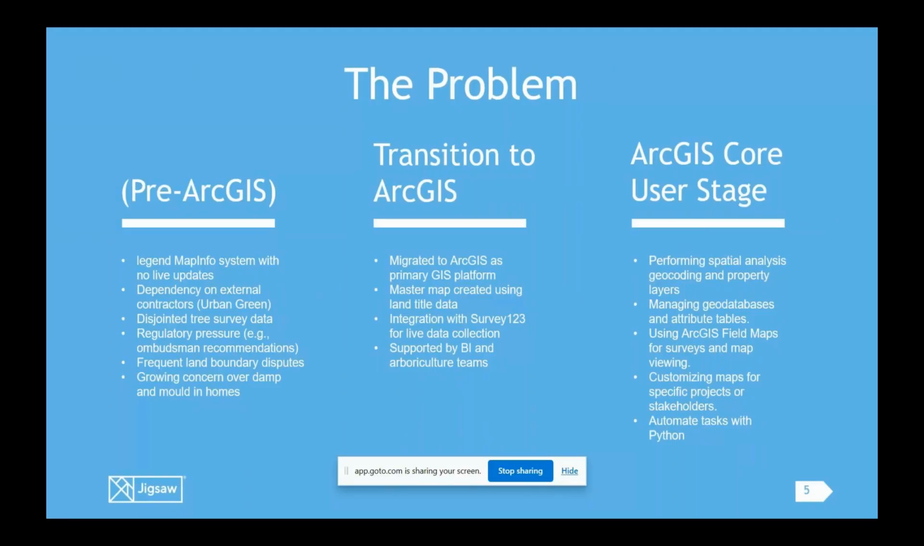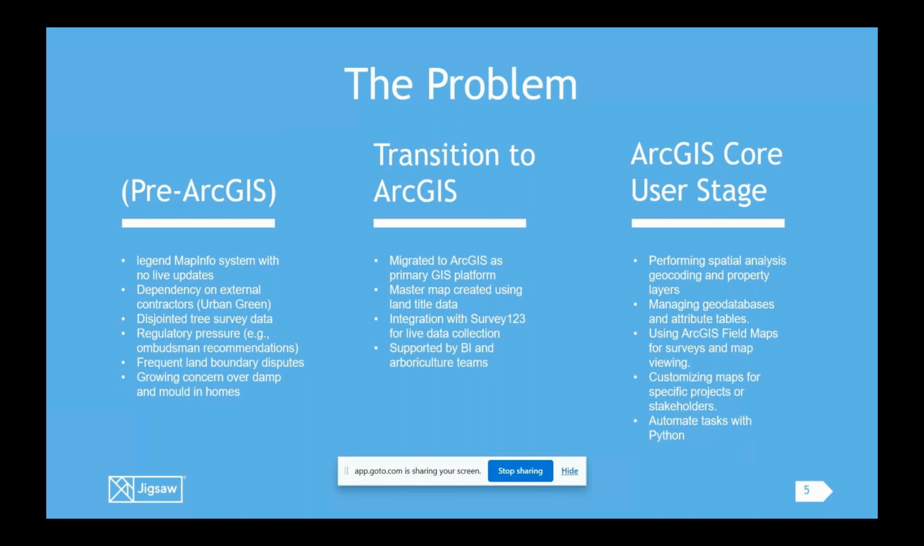ArcGIS, when it came to Jigsaw Homes Group, we had MapInfo as a system, but MapInfo was not live anymore, so there were no live updates. We were using a lot of paper maps, and we then contracted a company called Urban Green, which started doing some work for us. But they had their own issues, and they had their own team working on the ground, and they couldn't give us everything that we wanted to do.